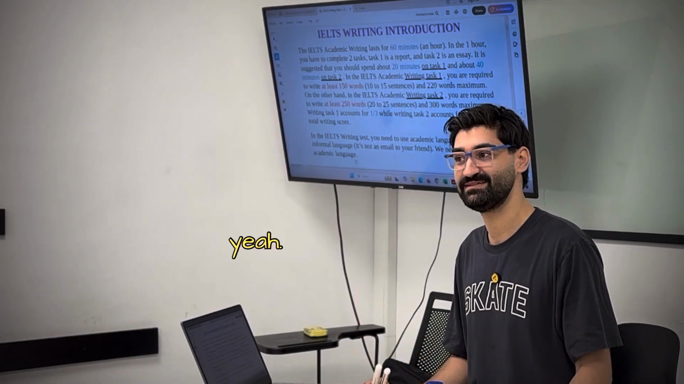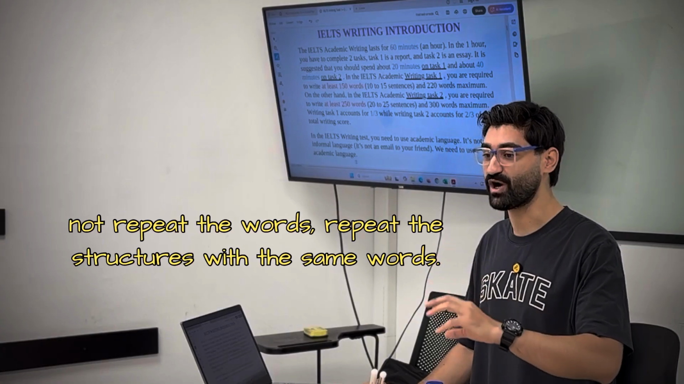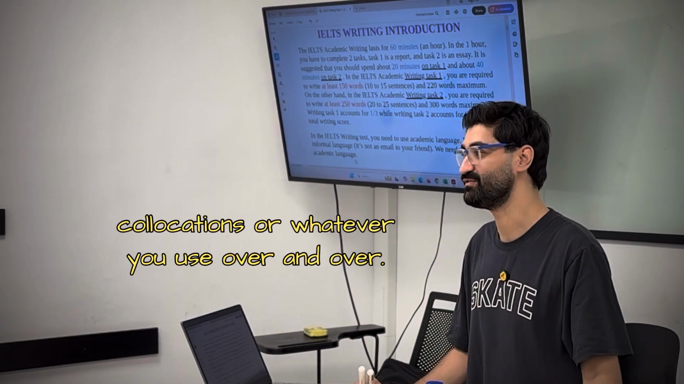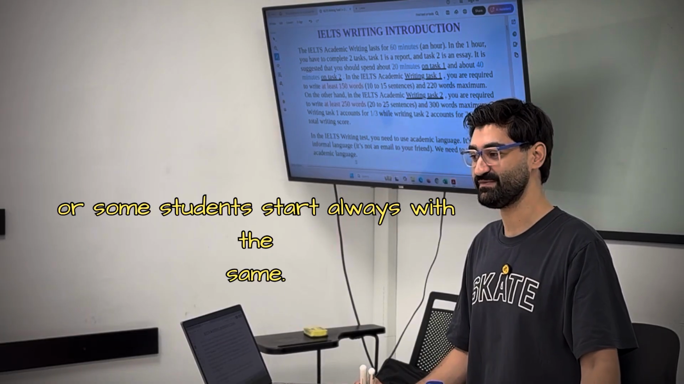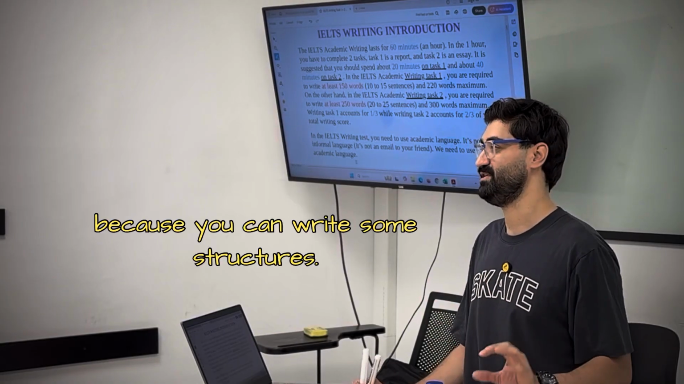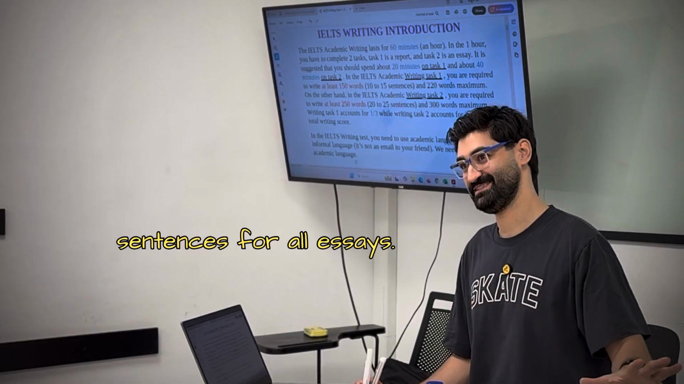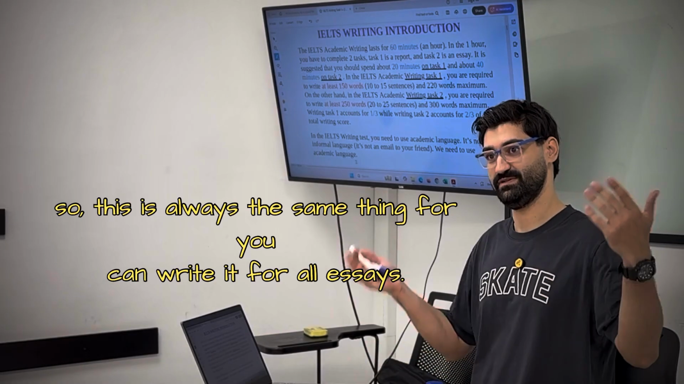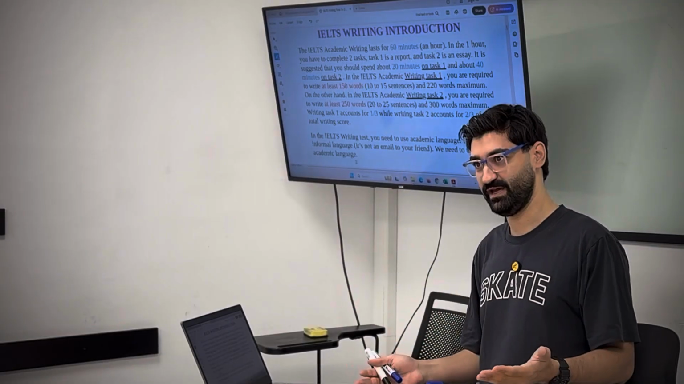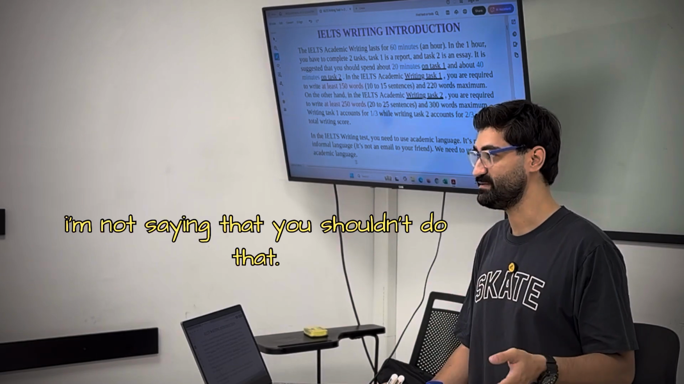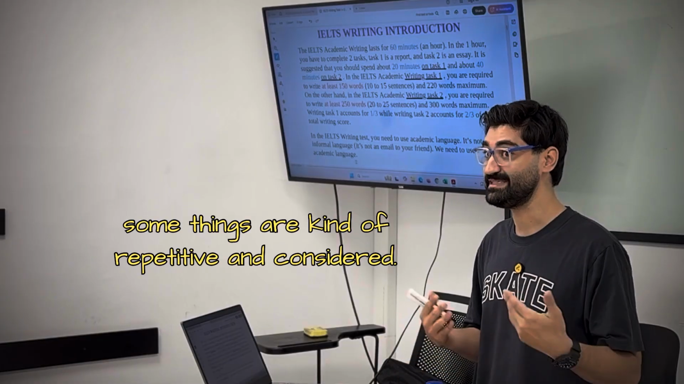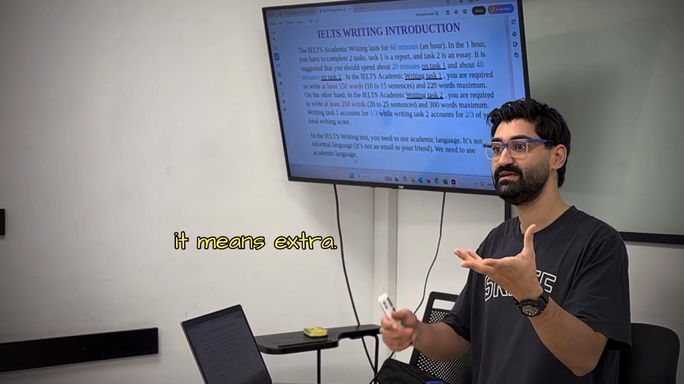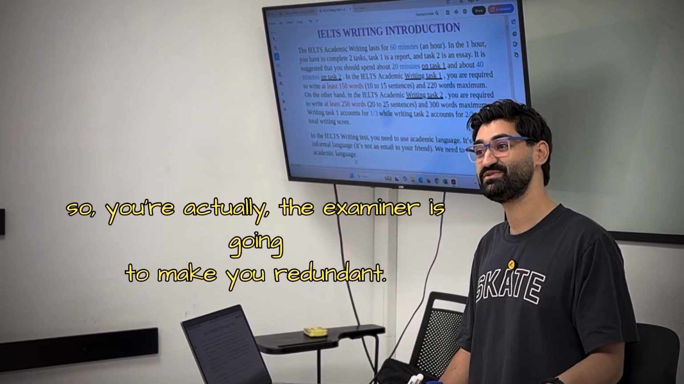If you repeat the structures with the same words, of course you're going to lose score. You're going to lose the words, collocations, or whatever you use over and over. Some students always start with the same structure for all essays. I'm not saying that you shouldn't do that, but if you exactly repeat it, it is considered repetitive and is going to be reduced as redundant. Do you know the meaning of redundant? It means extra. So the examiner is going to make you redundant.